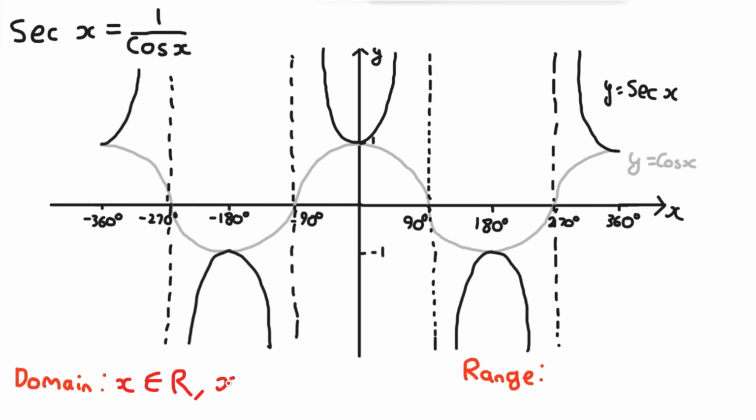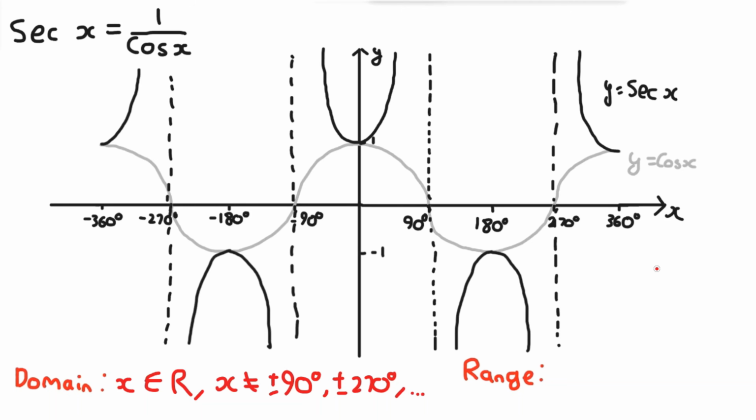So therefore x cannot be equal to when cos of x is equal to 0. So we can see this is for plus and minus 90 degrees, and then plus or minus 270 degrees, because cos of x is equal to 0. And this will keep going on forever, because remember, the cos graph goes on forever like this.